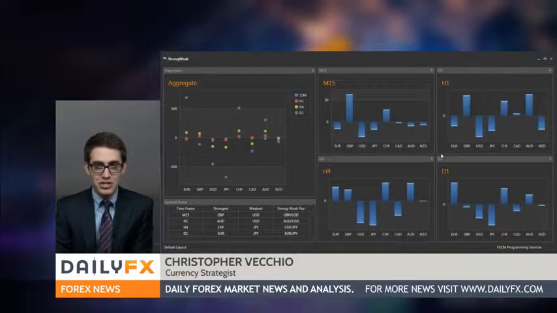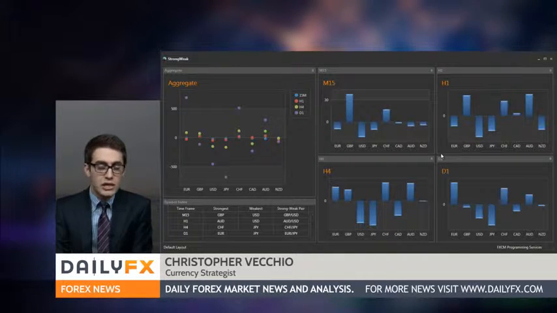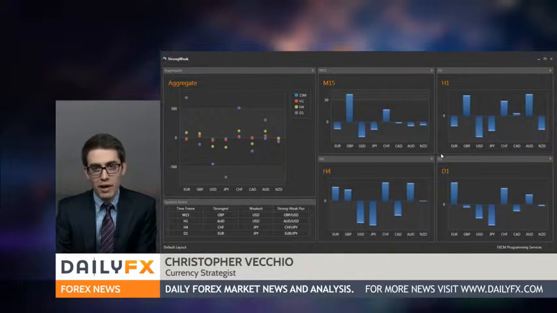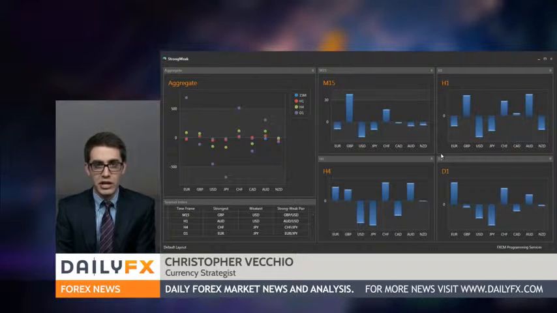Happy NFP Day as we turn the page to the North American trading session, and we're getting geared up for this NFP report due at 8:30 Eastern, 13:30 GMT. We actually see that the US dollar and the Japanese yen are the two weakest performers over the last rolling 24-hour period. Using the strong weak app here as a momentum filter, we actually see on the 4-hour chart as well that the dollar and yen are weakening.